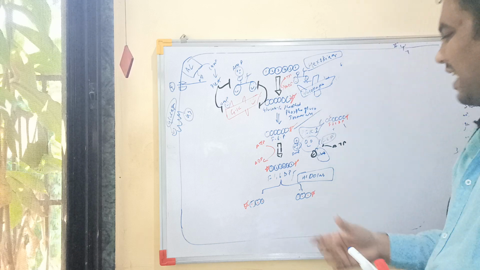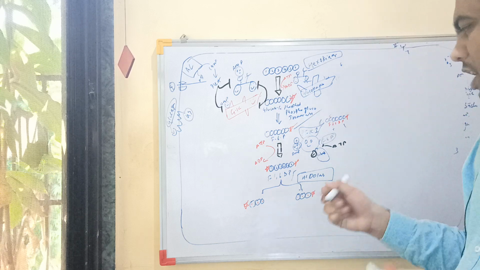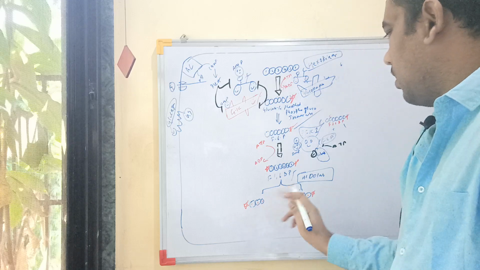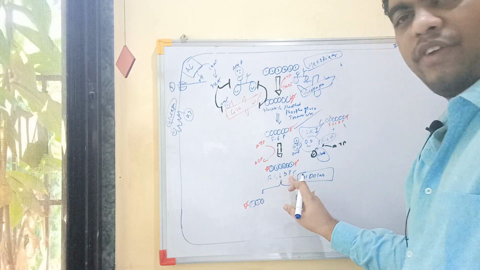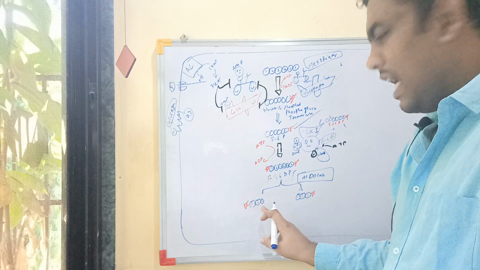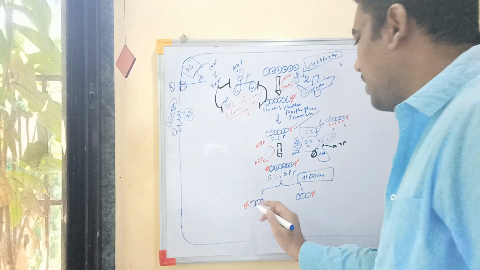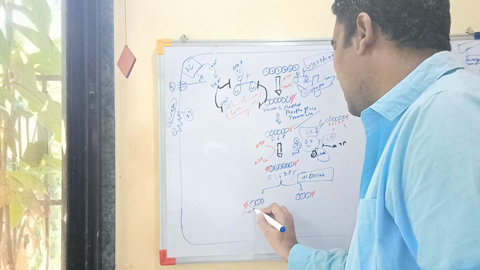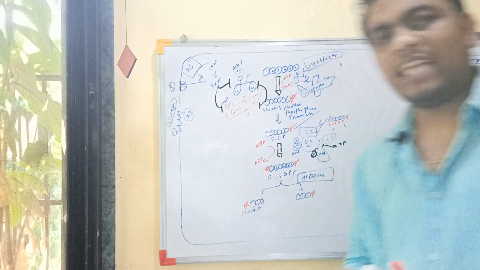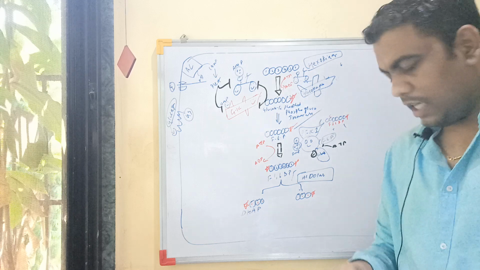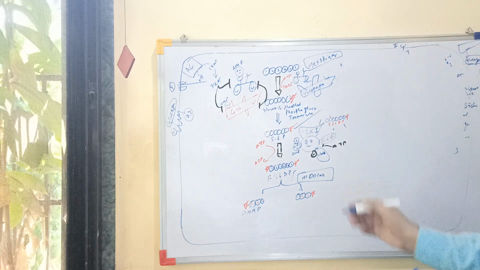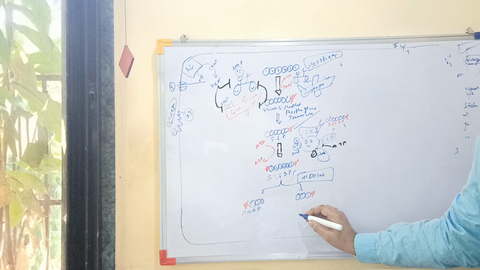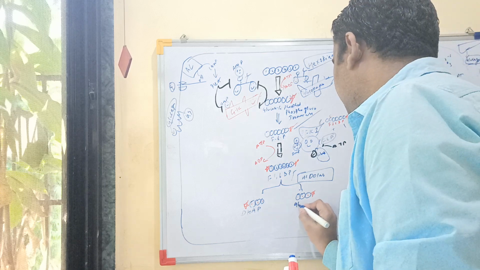Now you have to understand what these molecules are. Let me tell you first. Fructose 1,6-bisphosphate will be divided into 2, and this molecule is dihydroxyacetone phosphate, DHAP. And the second molecule which you will get is glyceraldehyde 3-phosphate.